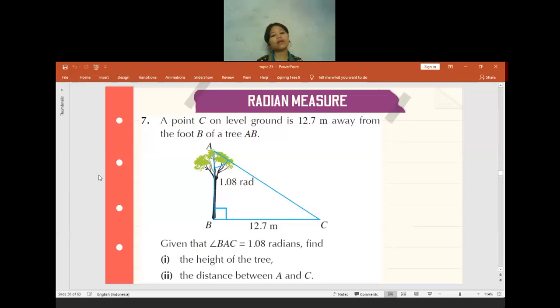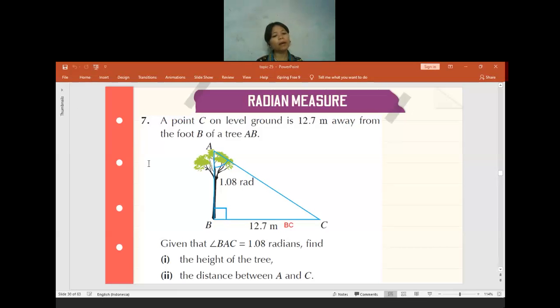Now we already have the triangle also. We are going to find the height of the tree. We already have the angle, 1.08 radian. So anyone want to help me label it first? Which part is the opposite? Is it AB? Is it BC? Is it AC? BC, that I can call the opposite. Okay, thank you.